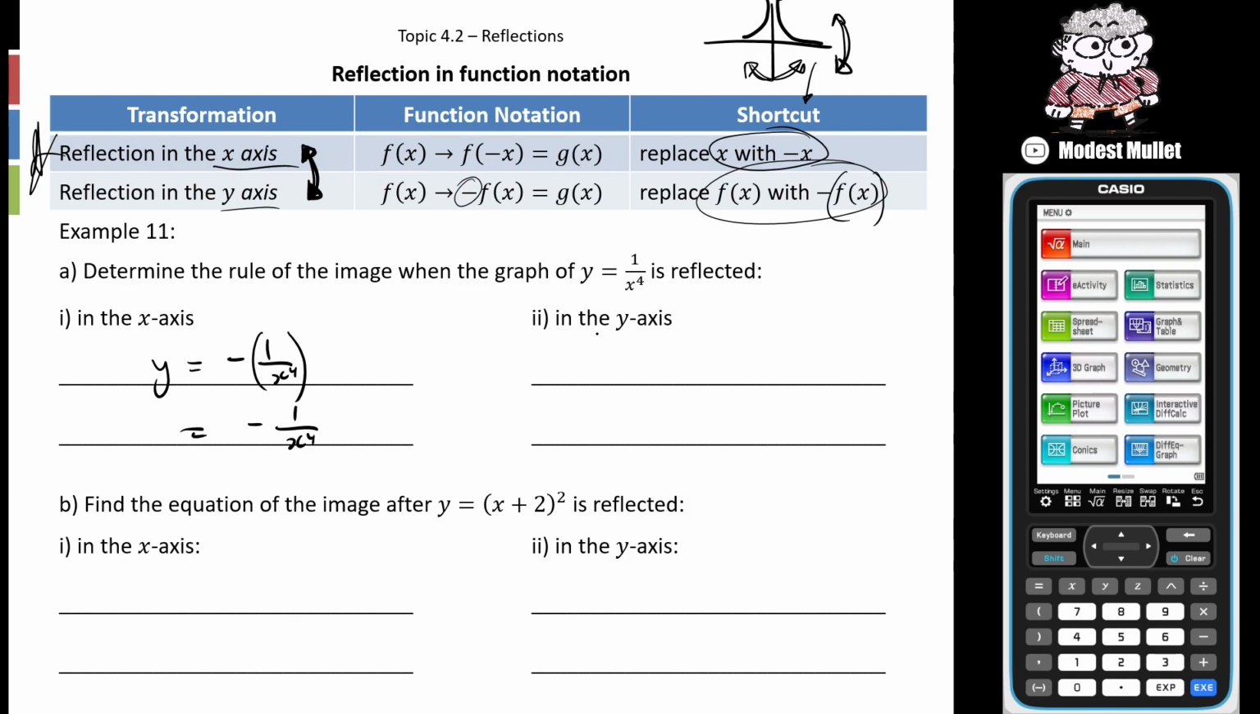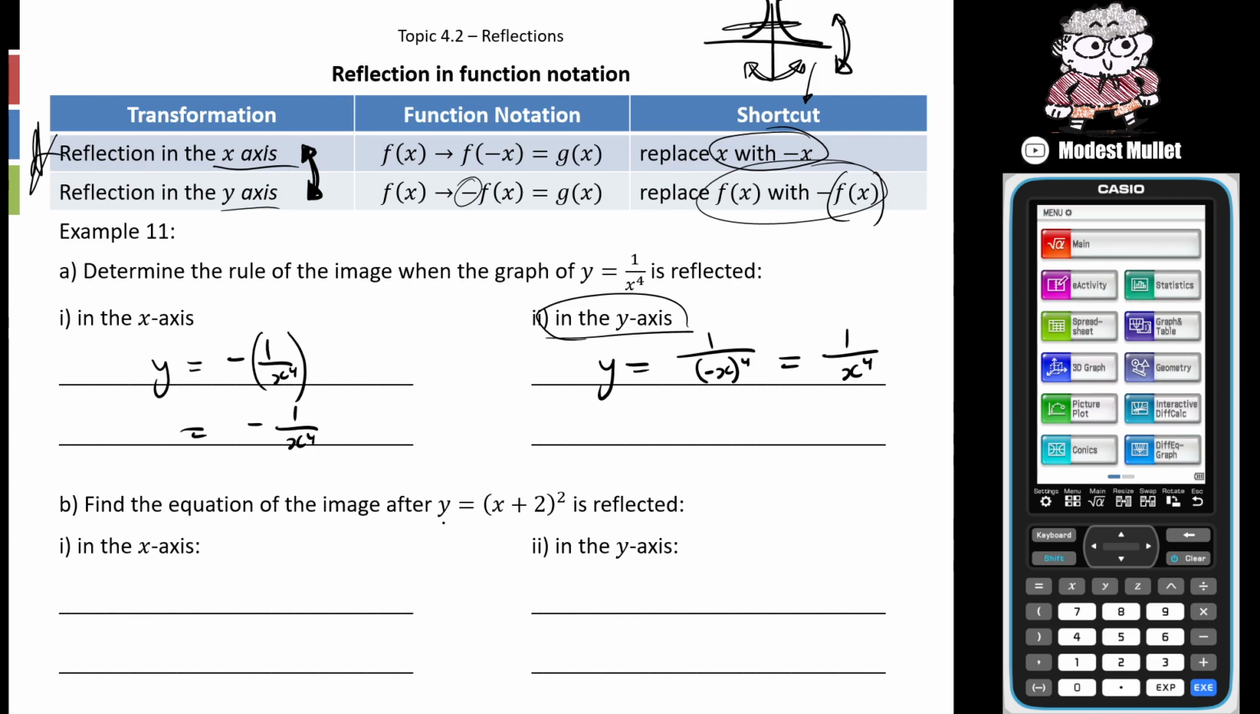Very good. Okay, reflect in the y-axis. As I said, we get y is equal to 1 on, replace the x itself, negative x to the 4. Since it's to the even power, that just becomes x to the 4, which makes sense. We reflect in the y-axis, those two things flip about, and that just still looks the same.